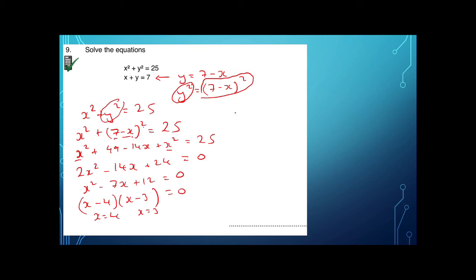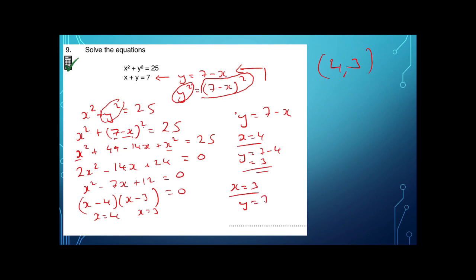We want to find the corresponding y value, so we're going to use this equation here. So y is equal to 7 minus x. When x is 4, y is equal to 7 minus 4, which equals 3. So the curve and the straight line intersect at 4, 3. They are simultaneous at 4, 3. And when x is equal to 3, y is equal to 7 minus 3, which is 4. So 3, 4 also.